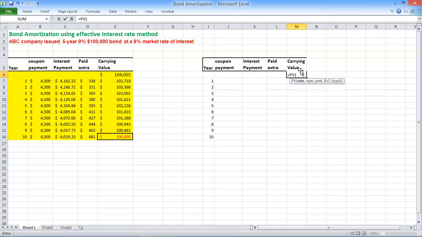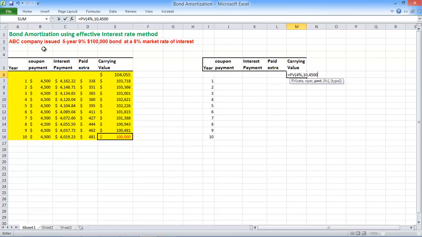What's the rate? Anytime we value a bond, you have to use the market rate of interest. The market is saying that we need only 4% because it's semi-annual compounded here. It's 8% annually, so it's 4% semi-annual. And the number of periods we have is 10. The payment we are paying as interest is 4,500.